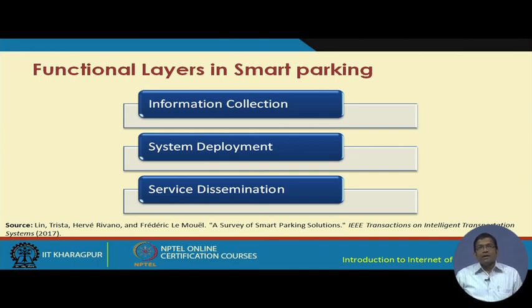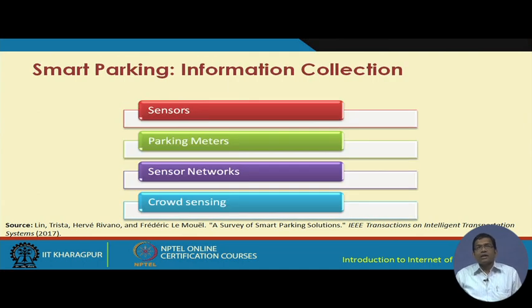So, in a smart parking scenario, we are talking about information collection, system deployment. Rather, I would start with the system deployment. The system is deployed, information is collected, and the services are disseminated to the end users. So, these are the different functional layers of smart parking.